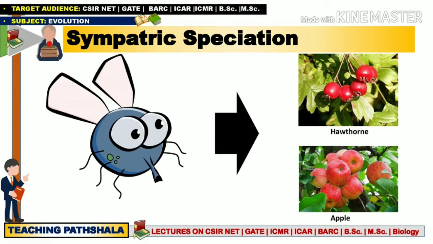So the flies of the apple tree and the flies of the hawthorn tree are not going to interbreed with one another, because the difference is high: some are feeding on hawthorns and some are feeding on apple. That is why they will not like to interbreed. So reproductive isolation, or specifically the reproductive barrier, plays a very important role in sympatric speciation. In sympatric speciation, first the reproductive barrier acts, and as a consequence we see the speciation.